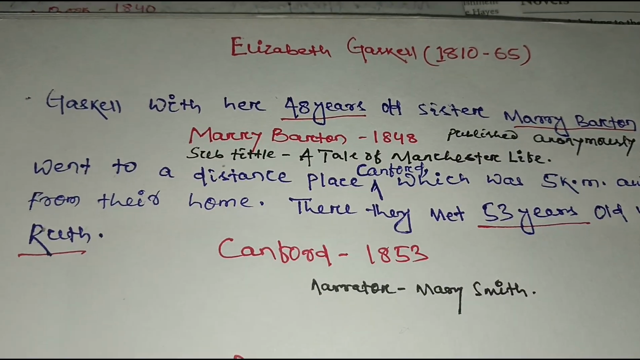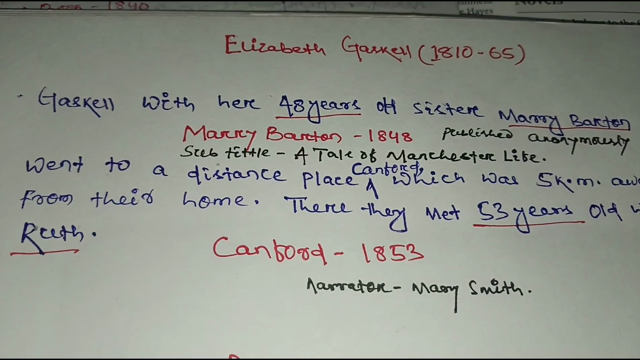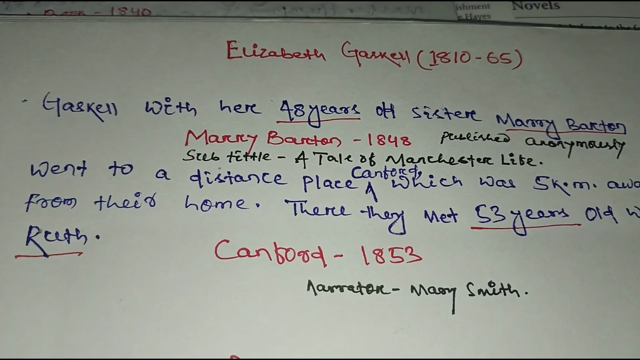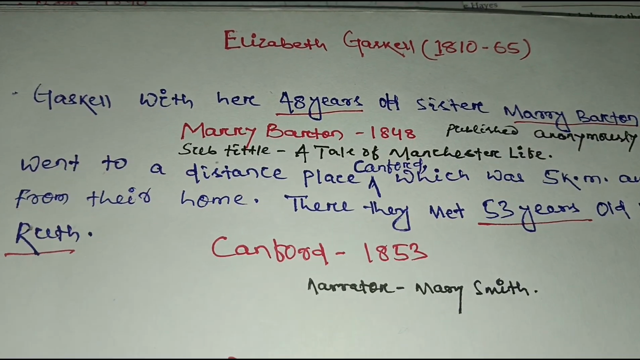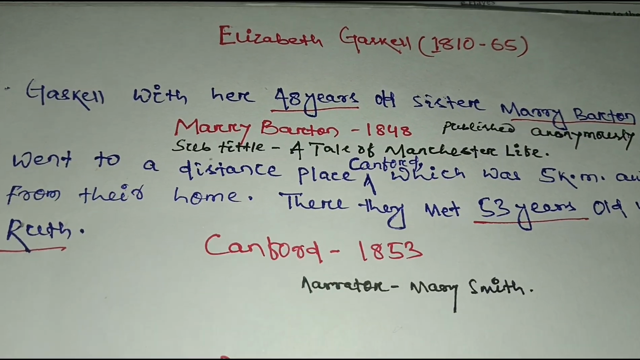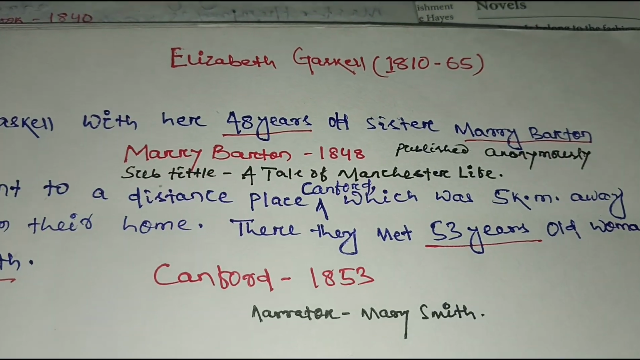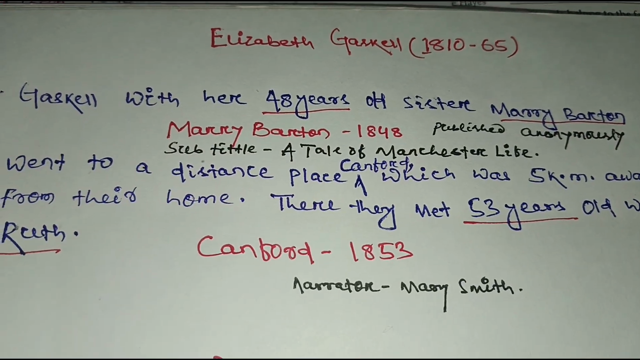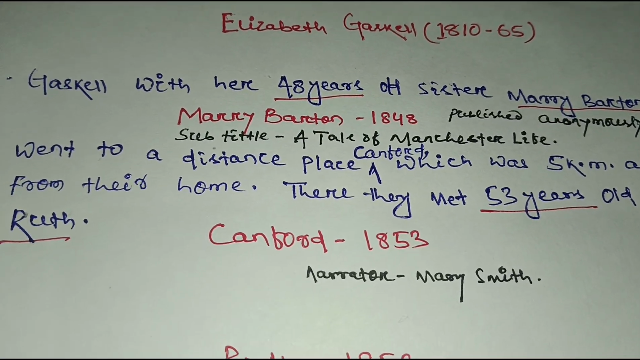So first point is Gaskell with her 40 years old, means 1848, 40 years, sister Mary Barton. In 1848 Mary Barton was published anonymously, and the subtitle of the work is A Tale of Manchester Life.